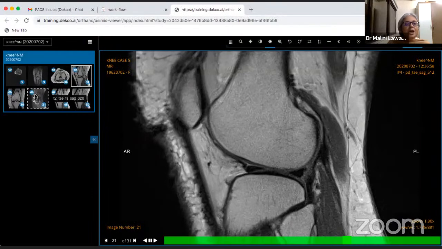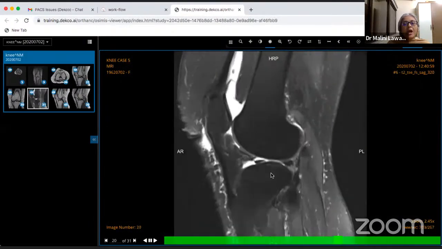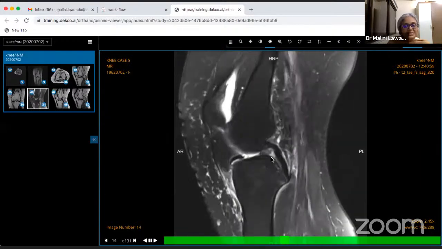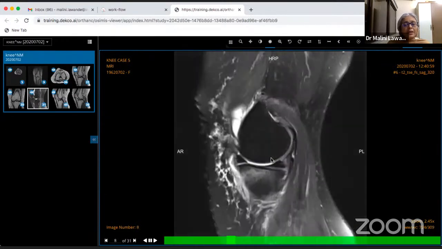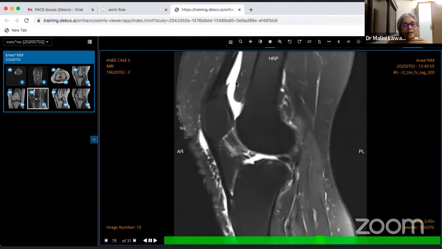So effusion often is reactive, especially when there is internal derangement, when there is recent trauma, or when there is degenerative osteoarthrosis, you get reactive joint effusion. So how do we distinguish? Let me just share the screen again so that I can share that case itself. Yeah. So what we do is when we see effusion, we have a few things we look at. Are there internal derangements? Is there cartilage loss? Is there anything else happening? Then we look at the effusion itself.